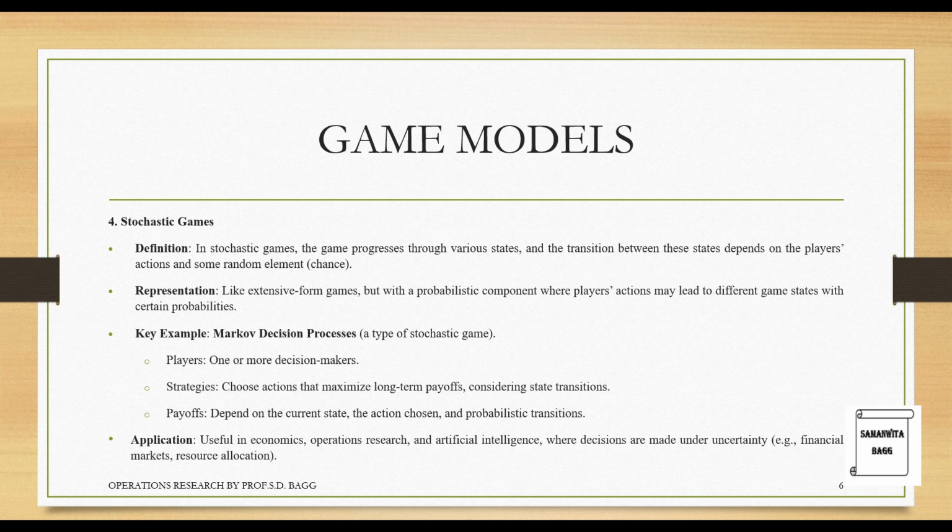Players: one or more decision makers. Strategies: choose actions that maximize long-term payoffs considering the state transitions. Payoffs depend on the current state, the action chosen, and the probabilistic transitions. An example for a Markov decision process could be a robot that is being trained to move around the house without crashing. A reinforcement learning agent is the entity which we are training to make correct decisions, that is the robot. The environment is the surroundings with which the agent interacts, for example, the house where the robot moves.